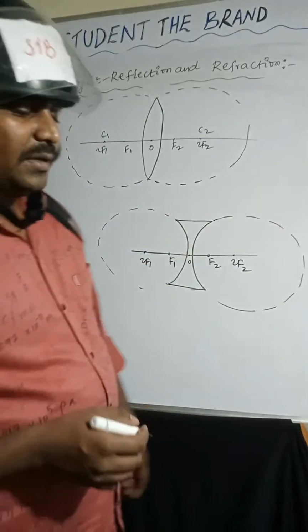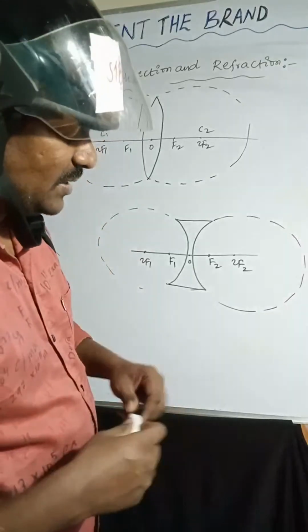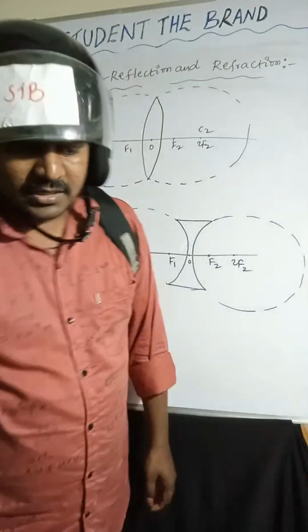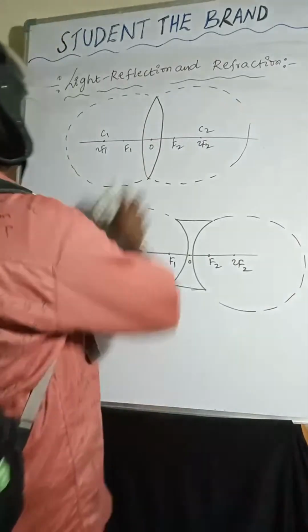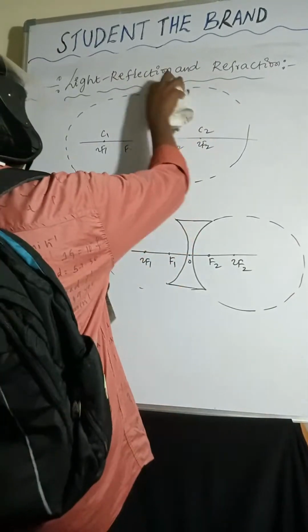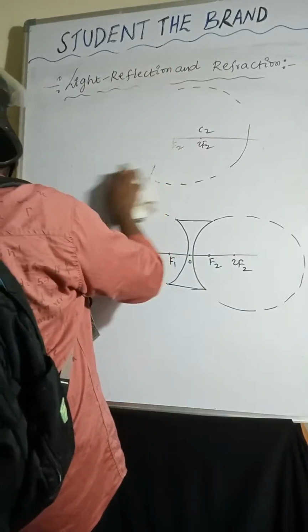Right? Now we will discuss about ray rules of convex lens and concave lens.